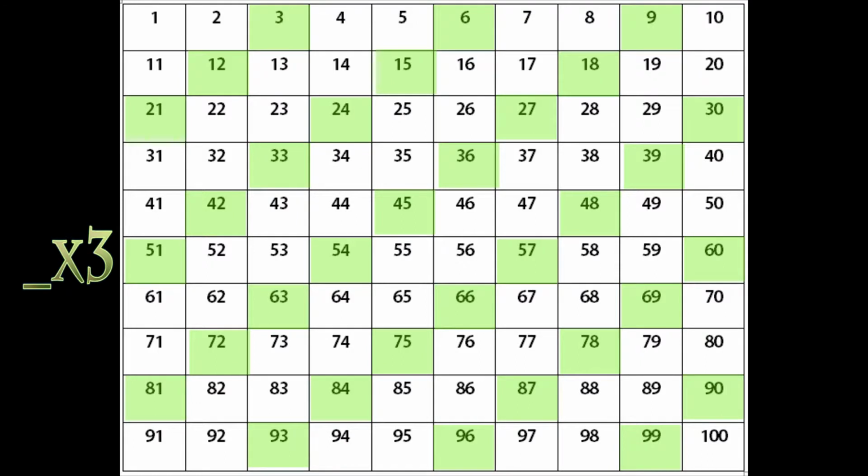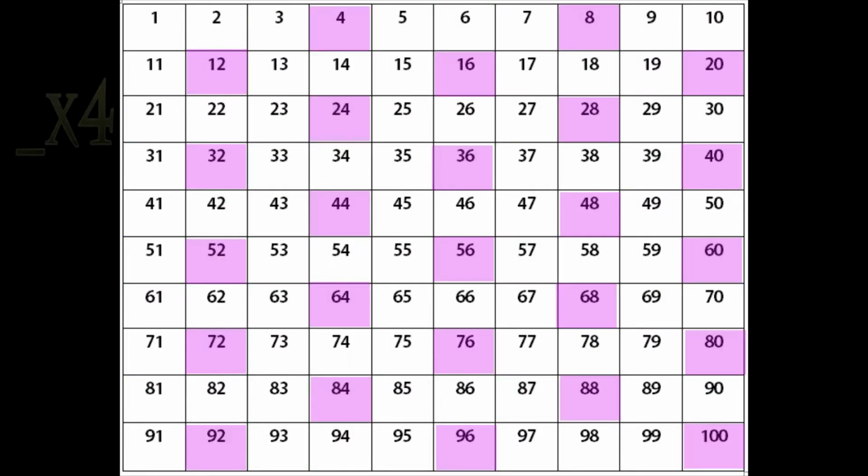The multiples of 3 make a different kind of pattern. The numbers don't line up in columns. They kind of make diagonal lines. And if you wanted to skip count the first 10 multiples of 3, it would sound like this. 3, 6, 9, 12, 15, 18, 21, 24, 27, 30.